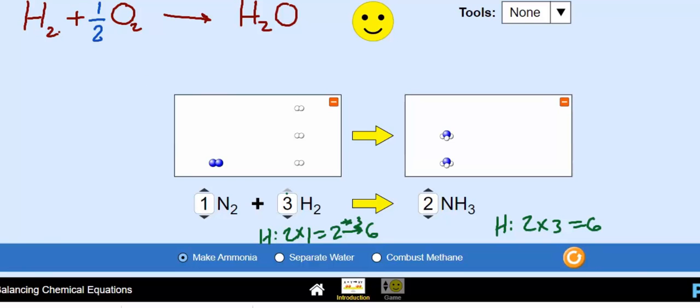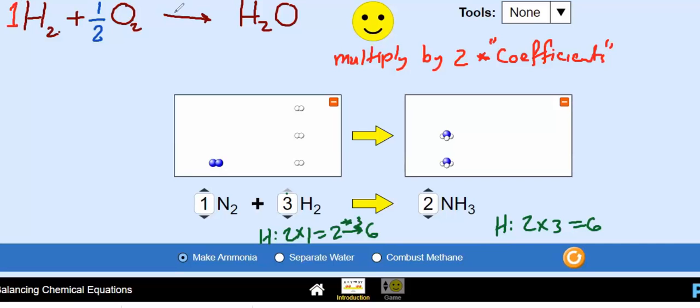So what I need to do here is to multiply everything, all the coefficients, by 2. Multiply the coefficients by 2. So 2 times all the coefficients in the equation. Of course, coefficients are the numbers here. Here will be 1. Here will be 1. Blank means 1. Okay. So multiply 1 by 2, the 1/2 by 2, and 1 by 2.